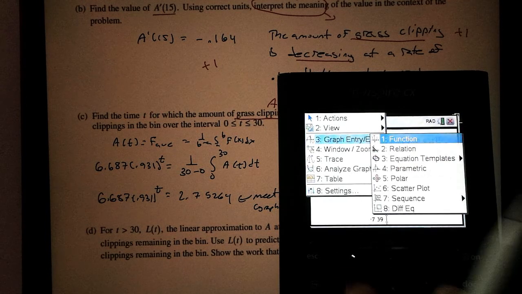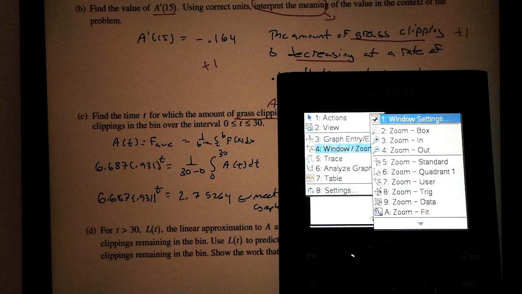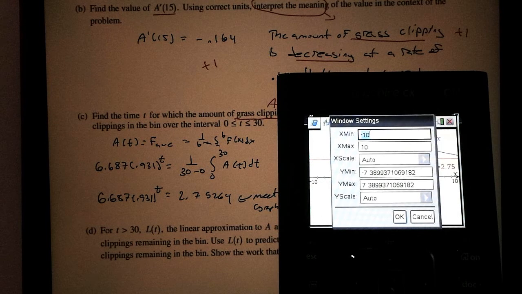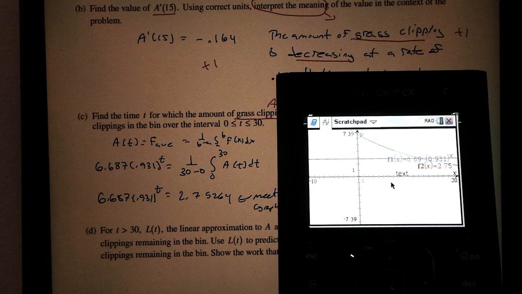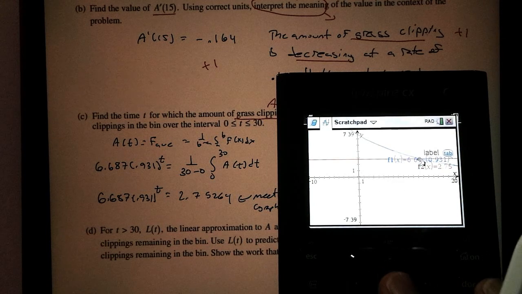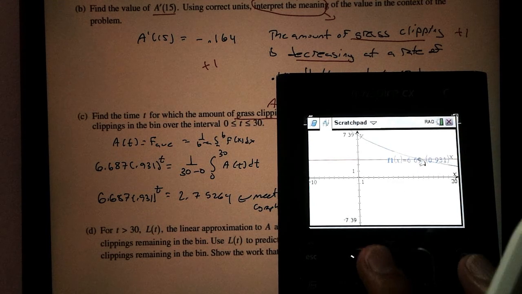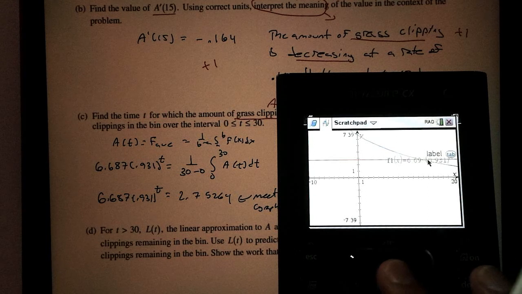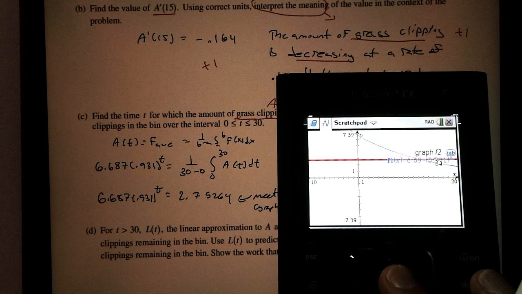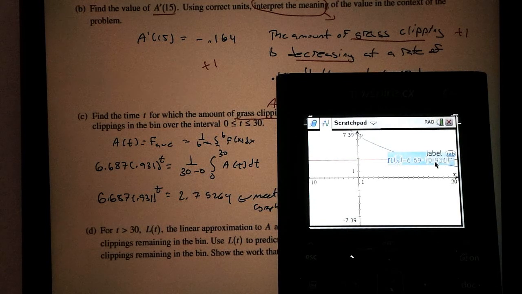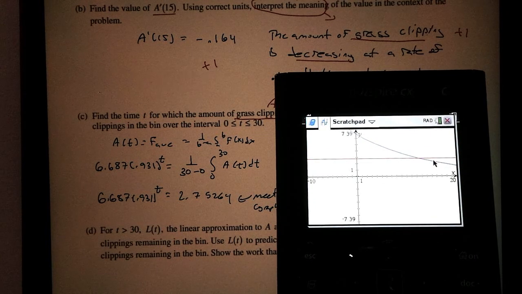Entry. Window. Window settings. So I might change my X max to, let's say, 20, just to see if they do meet somewhere here. Yep, they do meet. All these labels are in the way, so I'm just going to get rid of those. There it is. And I'm going to find out where they meet.